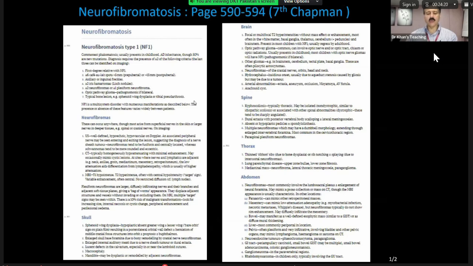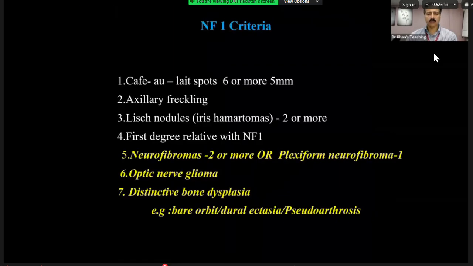Actually, if you go into details, then from there you can make long cases where you know that in NF1 what happens in the skull versus what happens in the abdomen. The examiner might give you a long case out of this. So this is the importance of phakomatosis. Long cases can come in the exam because of that.